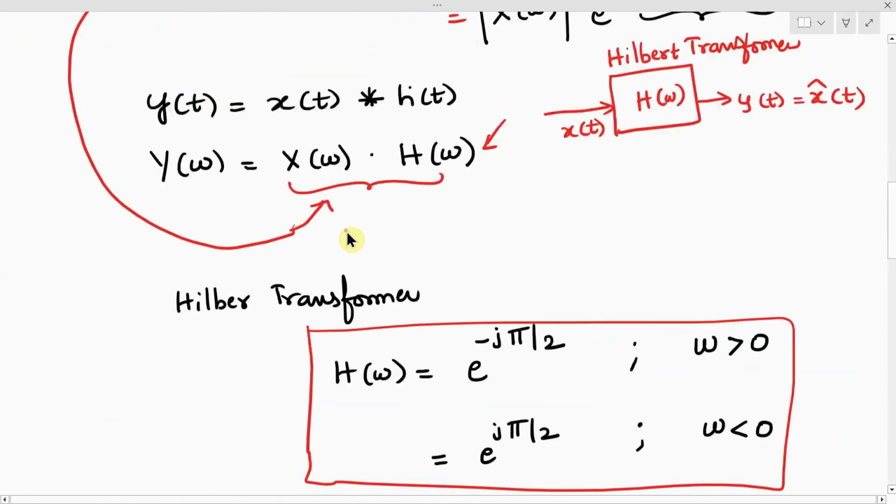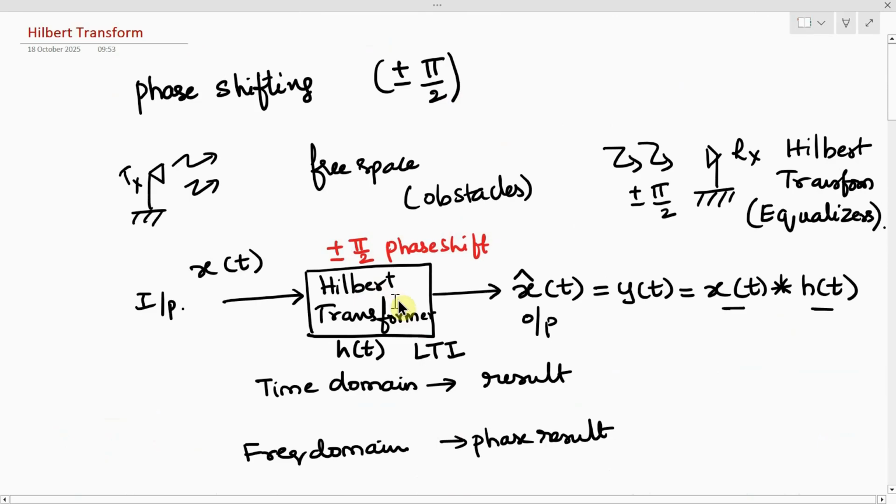Okay, so let me recollect once again. Hilbert transformer is basically a phase shifter by an amount of plus or minus pi by 2. And you can even check later that it is an LTI system. For an LTI system, output is obtained as the convolution between input and the impulse response. So x of t can be any signal, but the Hilbert transformed version is always a phase shifted version. So we have to find the impulse response of the phase shifter. That is the Hilbert transform.